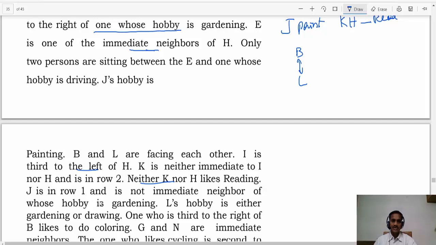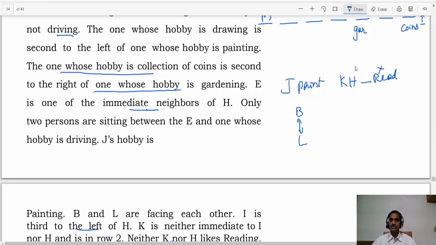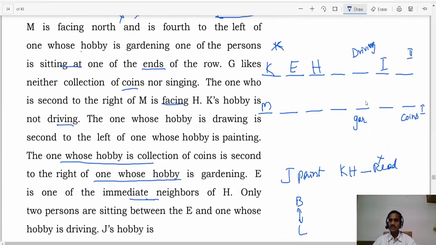And J is in row 1 and is not an immediate neighbor of gardening. J is in row 1, so J cannot be here, and with painting J cannot be here. Hence J can be in the first two places, either the immediate right or second to the right of M.